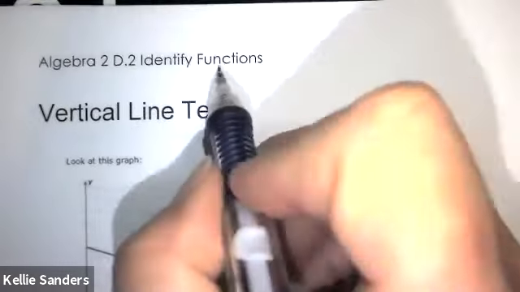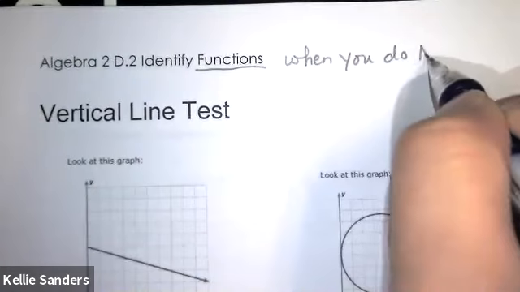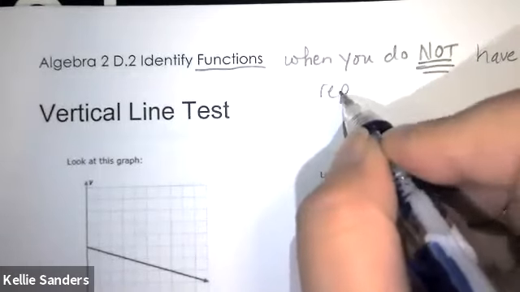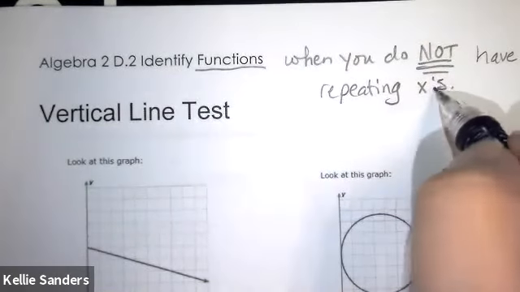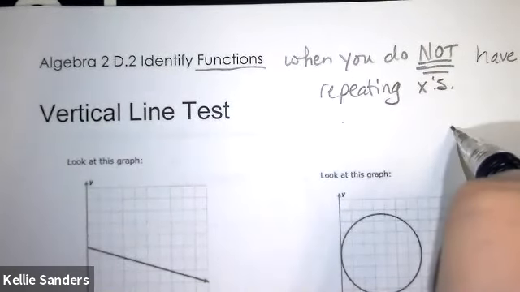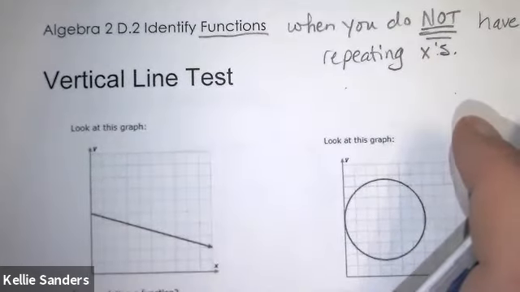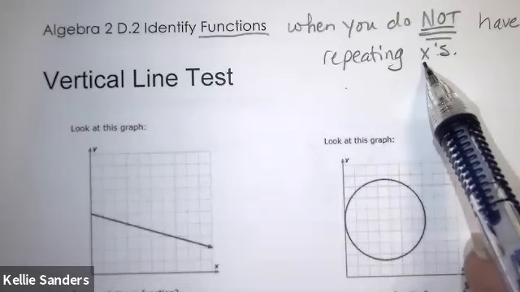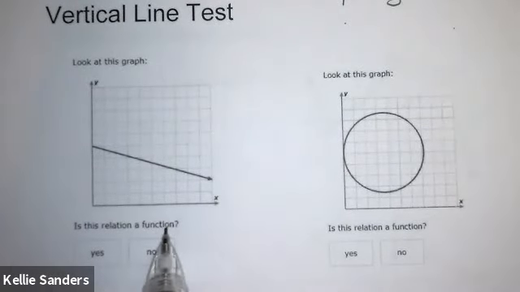Okay, a function. A function is when you do not have repeating x's. And remember, x's go left to right. So to know whether something is a function, if you're looking at a graph, you're not going to have two x's. You're not going to have one x with two different y's.